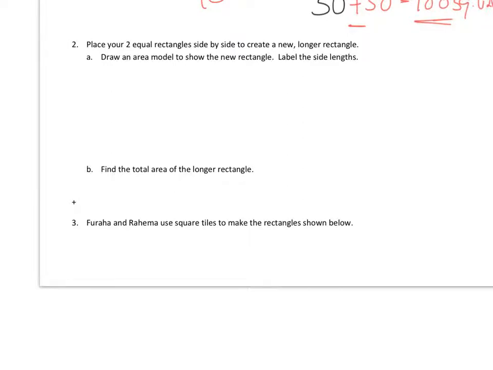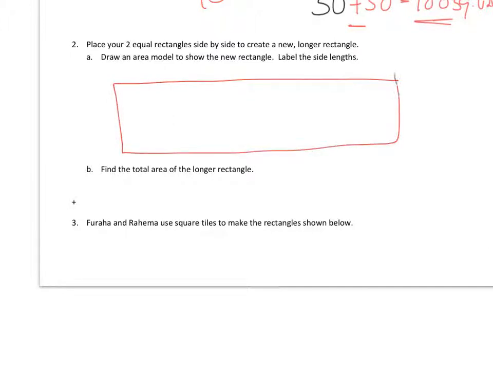So now it's asking us to place your two equal rectangles side by side to create a new, longer rectangle. Draw an area model to show the new rectangle. Label the side lengths. So it's asking for an area model. If you remember from earlier, you're going to take your rectangles, put them side by side, and count how many square units there are going across.